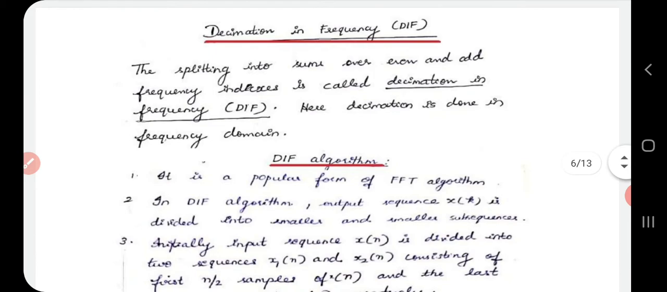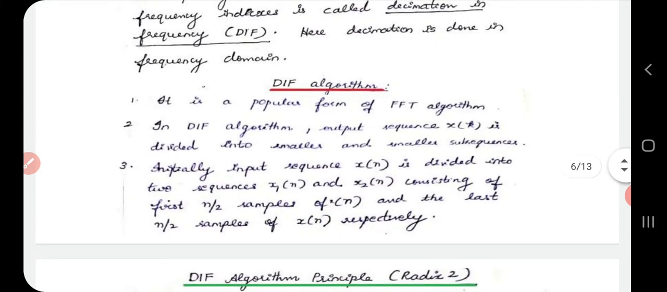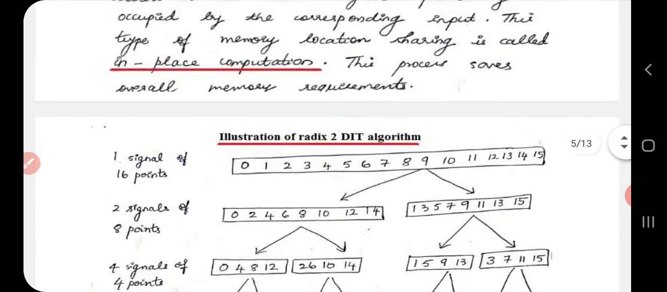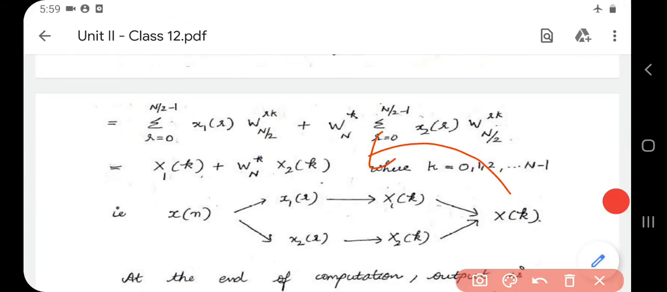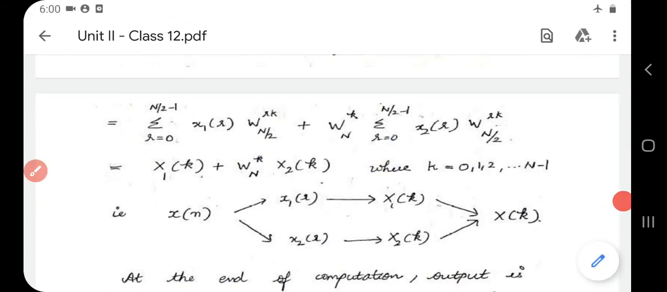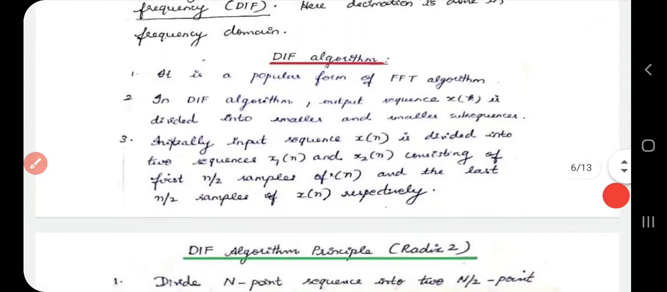Now what does DIF mean? The splitting into sums over even and odd frequency indices. That is, decimation is done in the frequency domain. Here the algorithm principle is that it's a popular form of FFT algorithm. In the DIF algorithm, the output sequence, that is x of k, is divided into smaller and smaller sequences, just the reverse. You are starting from here. This is the starting, just the opposite of DIT is DIF.